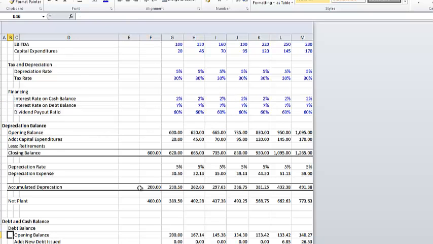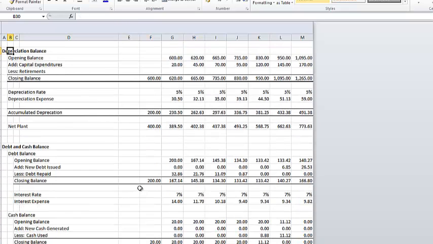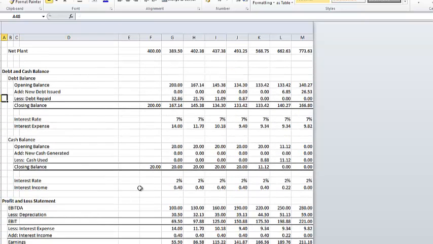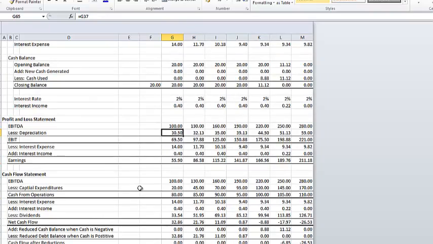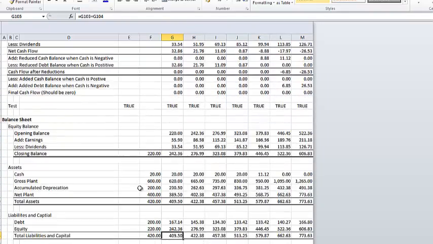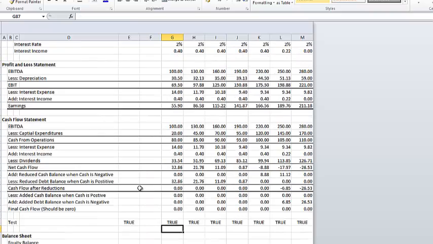We put in our depreciation, and we didn't put in the retirements, which we'll come to. And we then went through our cash balance and net balance. And here's the problem. We allowed our cash balance to go all the way down to zero. After that we put in a profit and loss statement, a cash flow statement, and we made sure our balance sheet balanced.